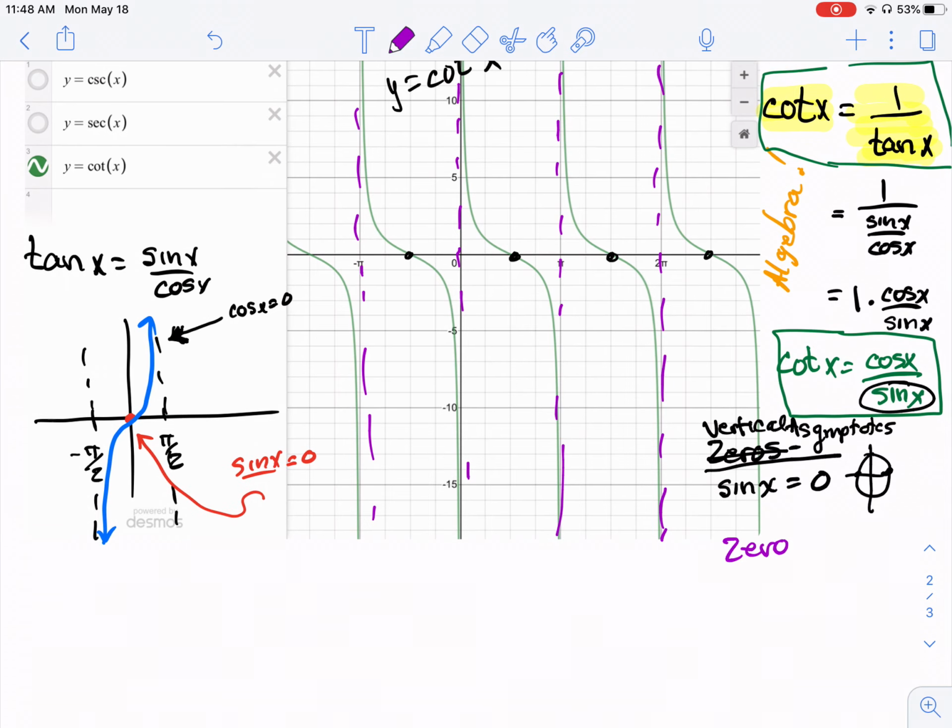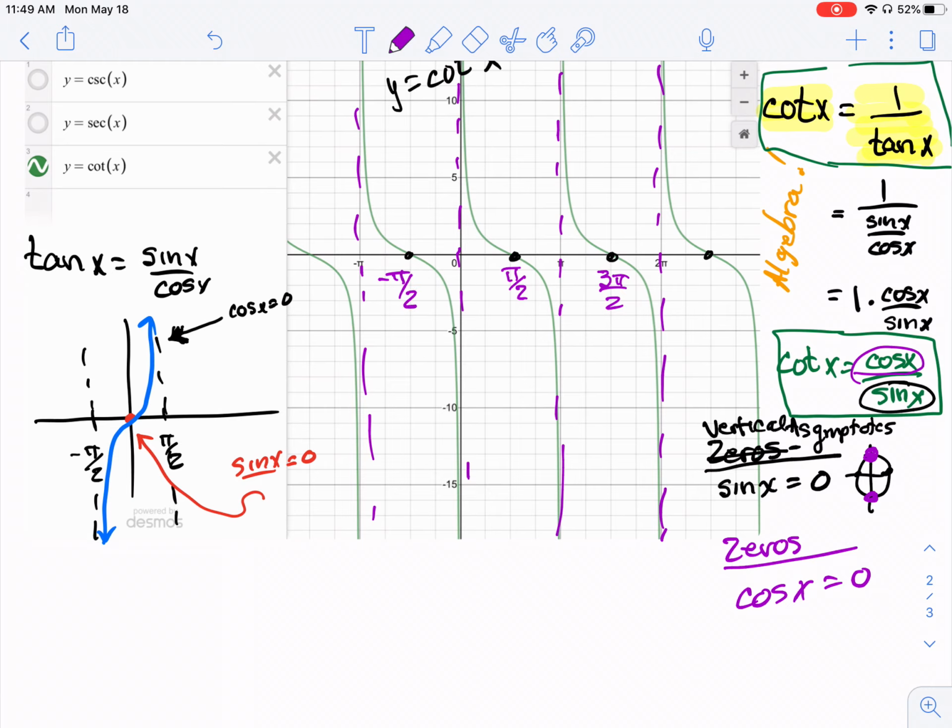Then the zeros, silly me, the zeros occur where the top of the fraction is 0. So I'm going to look for where cosine is 0. On the unit circle, cosine is the x-coordinate. The x-coordinate is 0 way up top here and down on the bottom. So I've got pi over 2, 3 pi over 2, and you can see that. Here's pi over 2, my first place where this graph crosses the x-axis, 3 pi over 2, and I can keep going. This would be negative pi over 2.